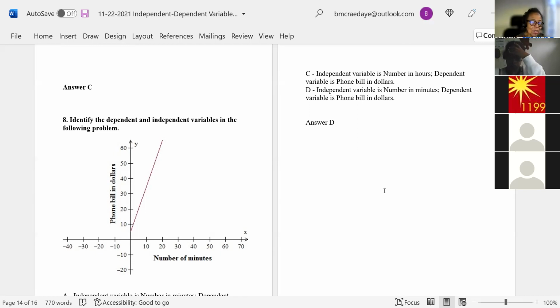So we've looked at ways you can identify independent and dependent variables using graphs or using tables.